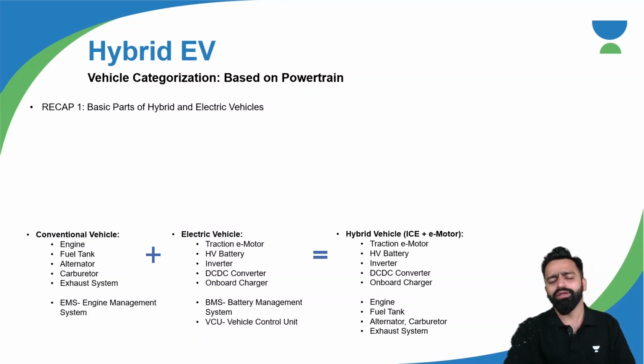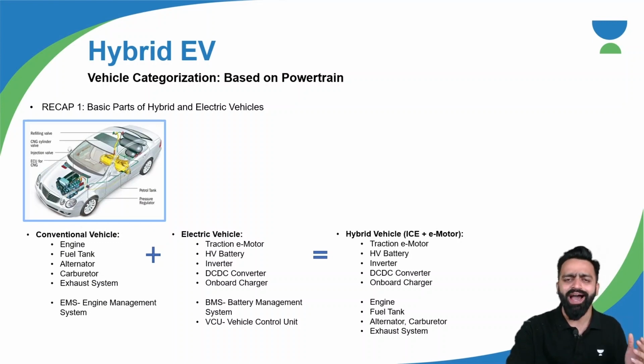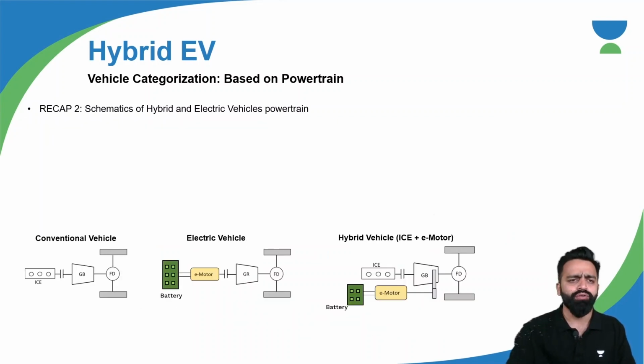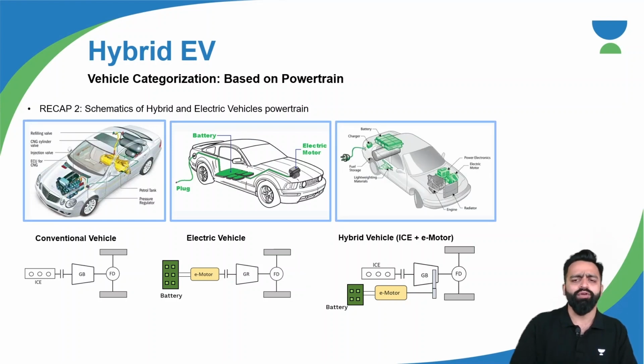We have understood that a hybrid electric vehicle is a combination of a conventional IC vehicle and an electric vehicle powertrain. So it has various components including motor, battery, controller, DC to DC converters, onboard chargers, and also some of the components which are from the IC vehicle like engine, fuel tank, alternator, carburetor, exhaust system, etc. Also, we have understood that there are different configurations and components of a hybrid electric vehicle.